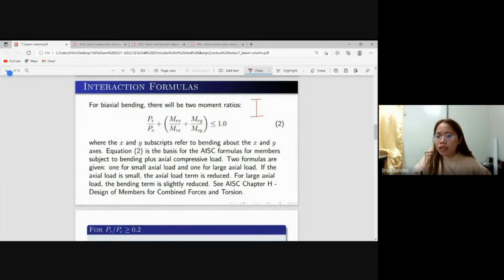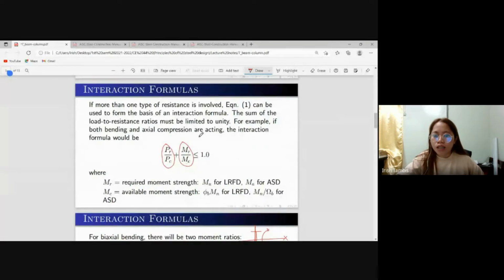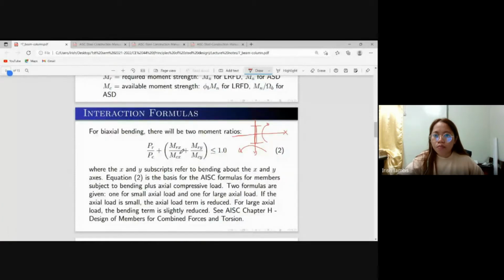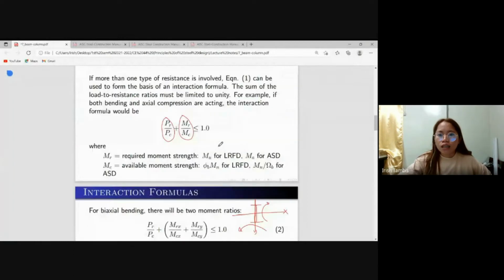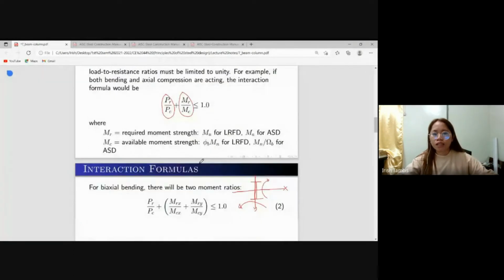This cross section of steel, we have here the y-axis and the x-axis, di ba? So, meaning biaxial bending, nakay-bending sa x, along x, and you have also the bending along y. So, that the moment term, no? Kaning moment diri, mahimo na siya og M sub RX over M sub CX plus M sub RY over M sub CY, no? Ma-divide siya into 2, no? Kay biaxial bending man ka.